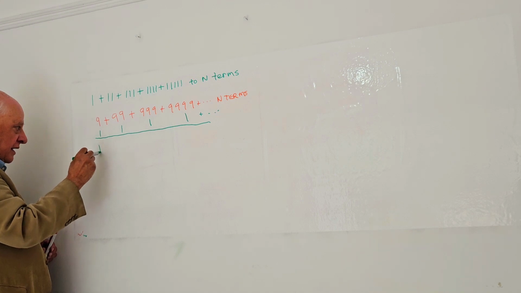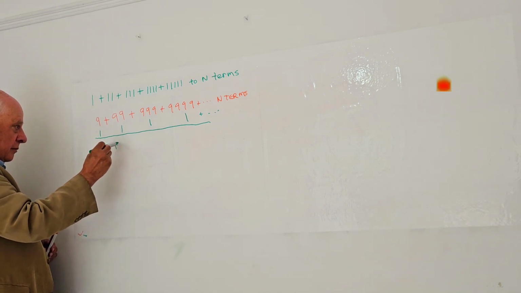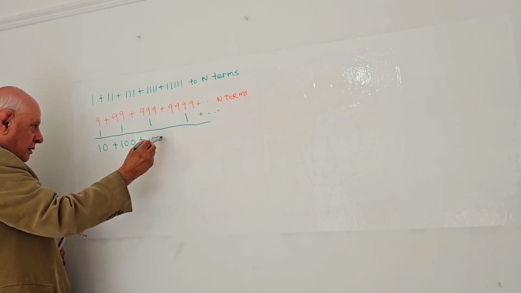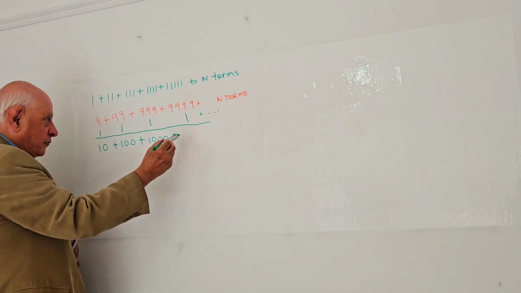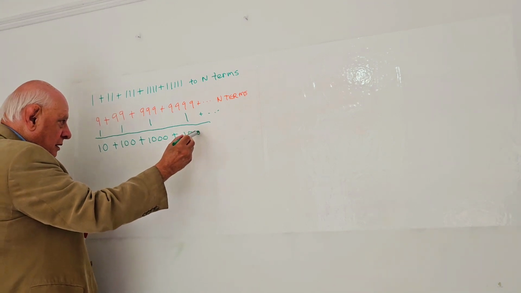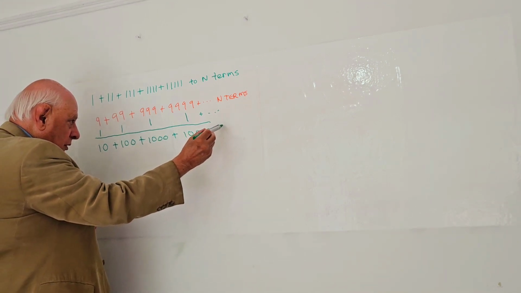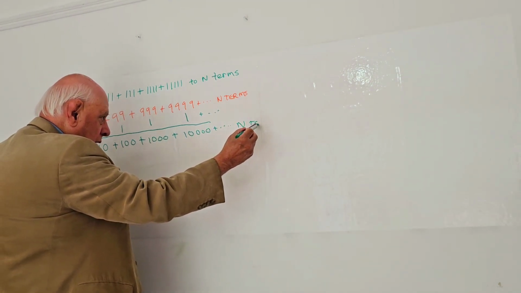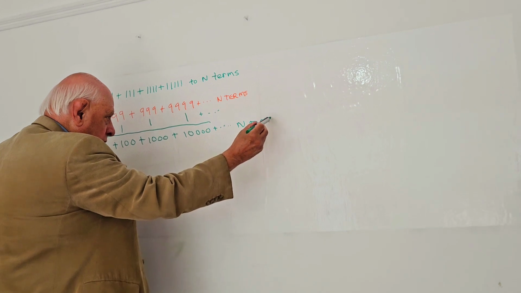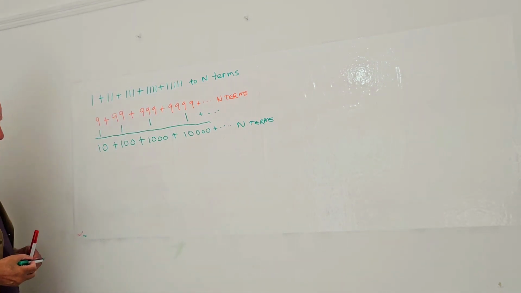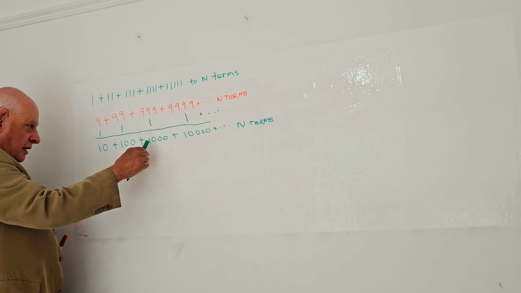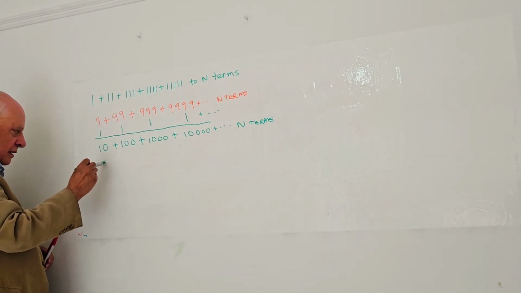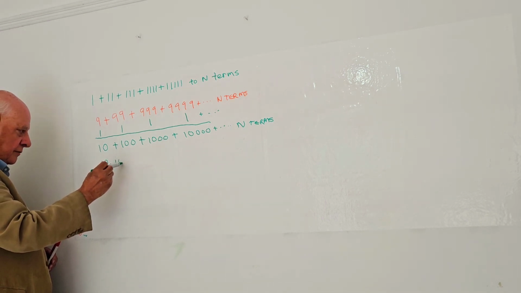And what we'll get is 10 plus 100 plus 1000 plus 10,000 and so on, n terms. Well, even those of you who've probably slept through your mathematics lectures will recognize that as a geometric progression with the first term 10 and the common ratio also 10.